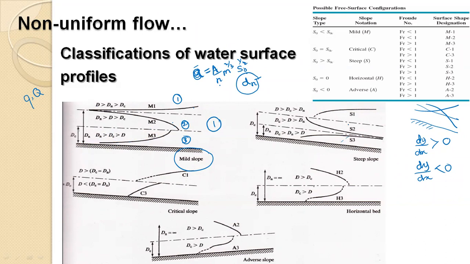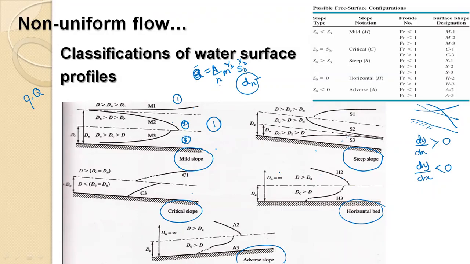Similarly, when the critical water depth is greater than the normal depth, we call the slope steep. And when they are equal to each other, that means the critical water depth equals the normal water depth, we call it the critical slope. Then there can be 2 other conditions where the bed becomes horizontal and there can be an adverse slope, a negative slope. In all these 3, mild slope, steep slope, and critical slope, the slope is in the downward direction. Horizontal means it's flat. Adverse slope means the slope is now negative.